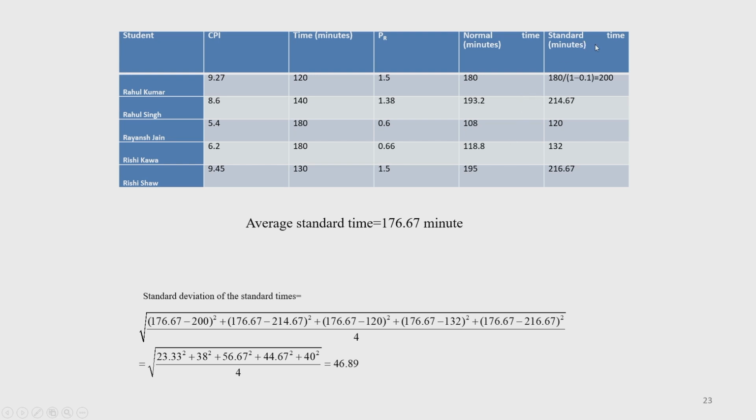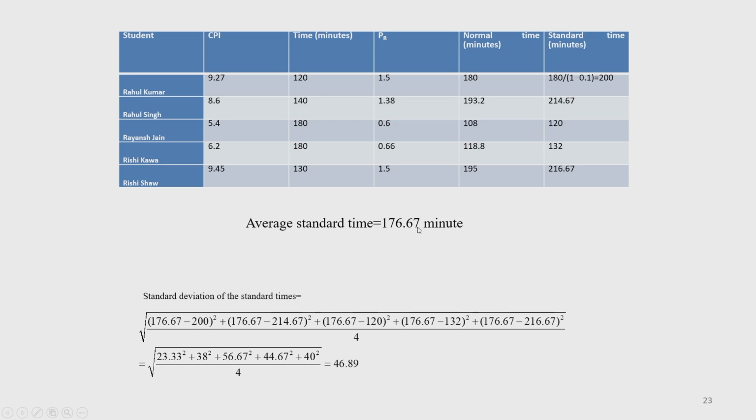And then the standard time: because you have to give a 10% allowance, by that formula 180 divided by 0.9 means 200. So you see 200 into 0.1 is how much? 20. So that is why the normal time becomes 180. Like that I calculated the standard time, then I can find the average standard time. That means an average person will take 176.67 minutes, and I can find the standard deviation of the standard times.